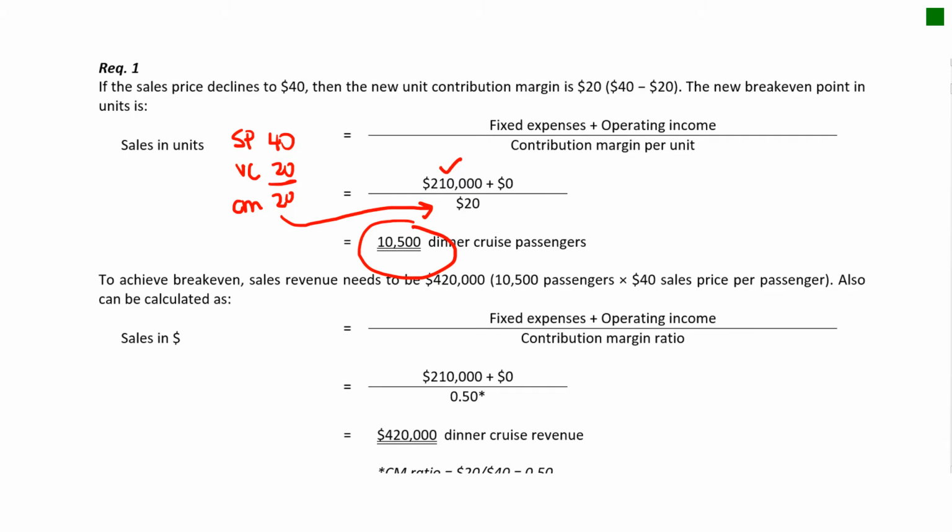And then also notice your CM ratio is 20 divided by 40, or 50%, or 0.50. Again, down here, you could just take 210 fixed and divide by the ratio. That would be your new break-even in terms of revenue.